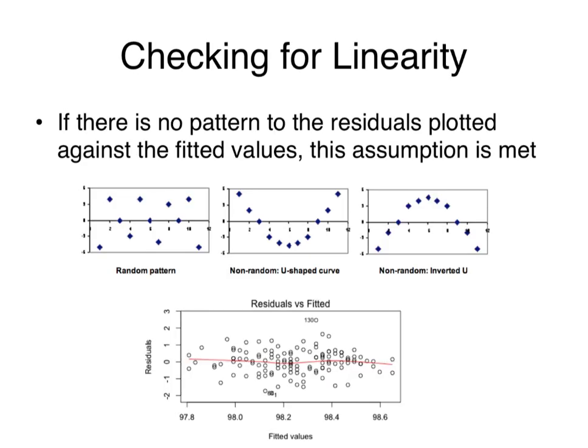So we check linearity using a residuals versus fitted plot. You don't have to know much about these plots other than that if there is no pattern to the residuals plotted against the fitted values, the linearity assumption is met. So if you do this in R, you're looking for no pattern to the residuals versus fitted and a smooth red line through the plot.